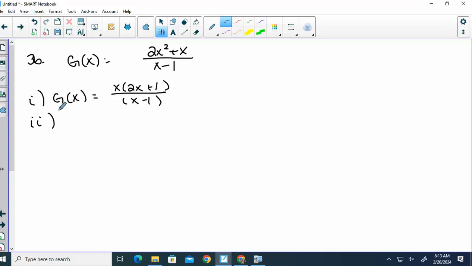x and y intercepts. X-intercept when y is 0, or when the top of the fraction equals 0. So that happens at 0 and... wait. Yeah, 0 and negative 1/2 if you work it out. Okay, y-intercept, if you put in 0 for all of your x's, you get 0 divided by negative 1, which is 0.